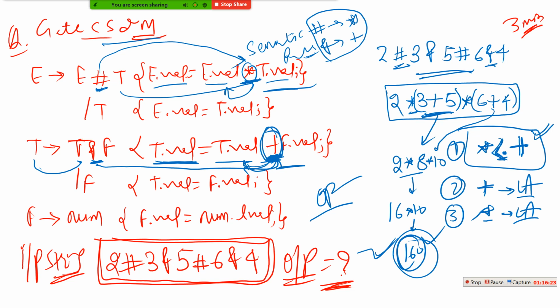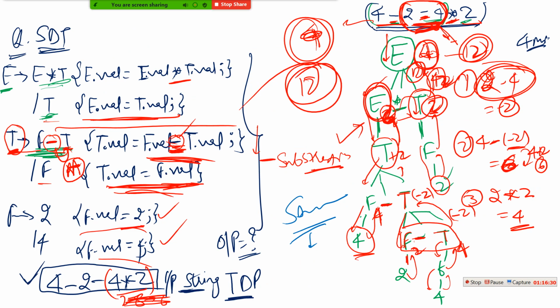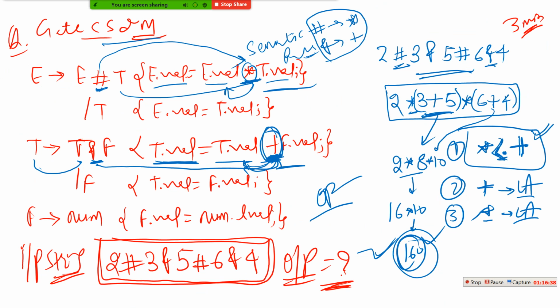Very good guys, this was the shortcut you can follow. It will save your time, but the role of the semantic tree is, if you are getting stuck on some problem, you can try with the semantic tree. So we have discussed it with the procedure as well as with the shortcuts, guys.